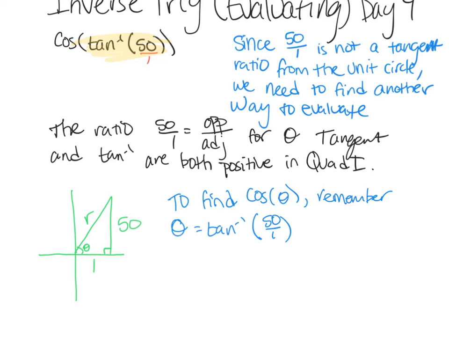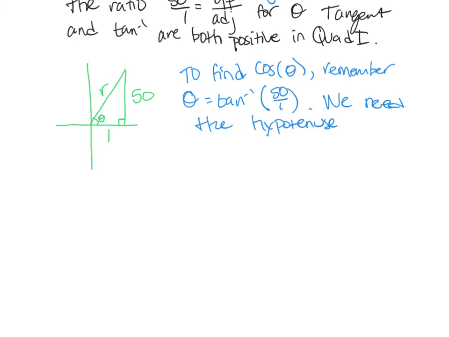Now, in order to find cosine, we need the hypotenuse. So let's try and find that using some mathy skills. We can say that 50 squared plus 1 squared is equal to r squared. 2500 plus 1 is equal to r squared. That's not how math works. There we go. 2501 is equal to r squared.